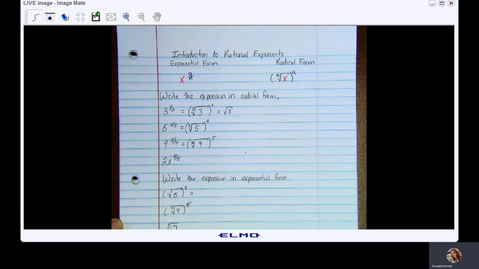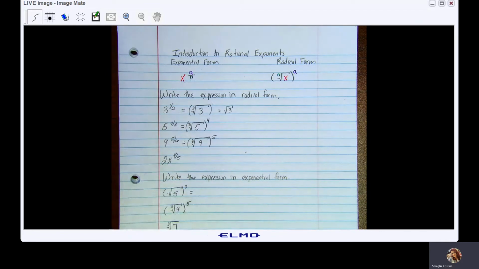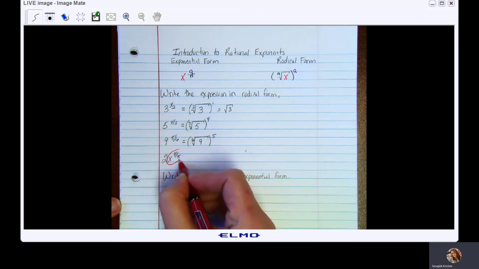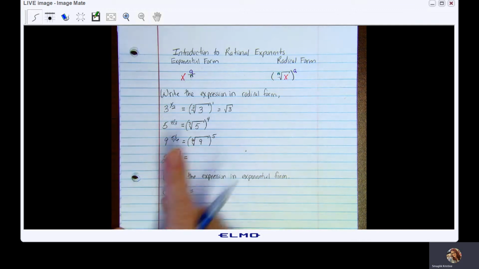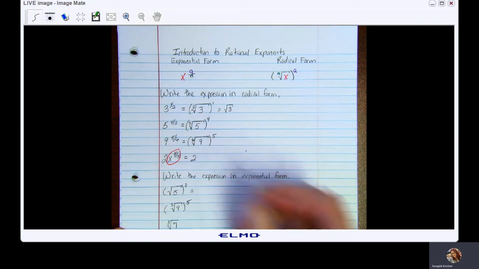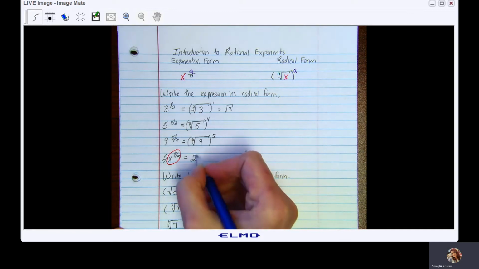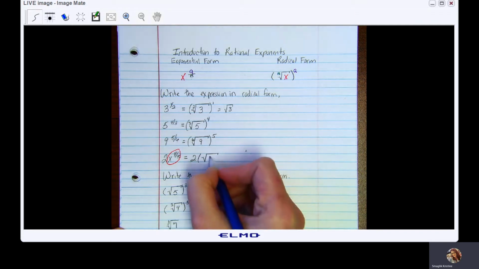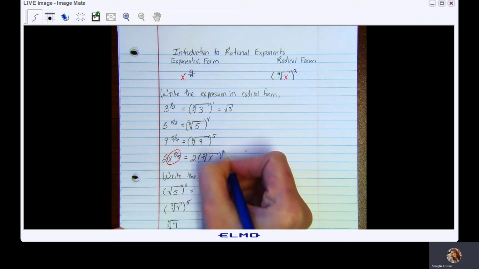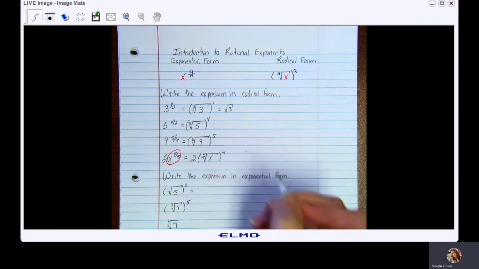Now we have 2x raised to the 4/5. Now be careful. This rational exponent is only attached to the x. So when we write this, there's no rational exponent on the 2. So that is outside the radical. So here we're going to have 2 times, move your radical in. My base is x. My root, my index is 5. And everything here is being raised to the 4th.